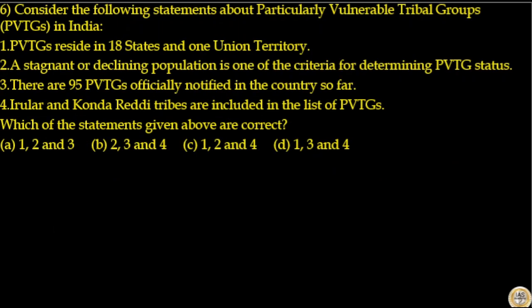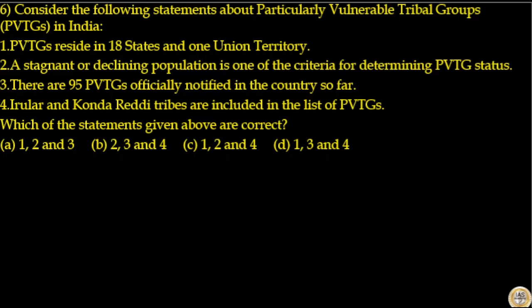Consider the following statements about particularly vulnerable tribal groups in India. Statements are: PVTGs reside in 18 states and 1 union territory. That is correct. A stagnant or declining population is one of the criteria for determining PVTG status. That is correct. There are 95 PVTGs officially notified in the country so far. That is incorrect. As per 2011 census data, there are 75 PVTGs in India. Irular and Konda Reddy tribes are included in the list of PVTGs. That is correct. Which of the statements given above are correct?